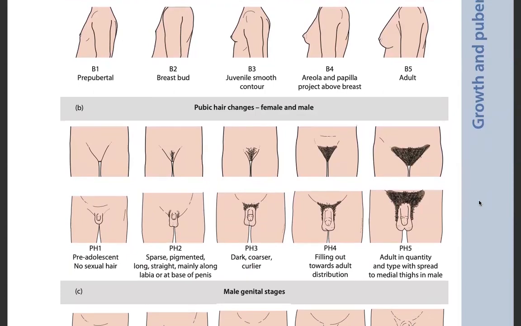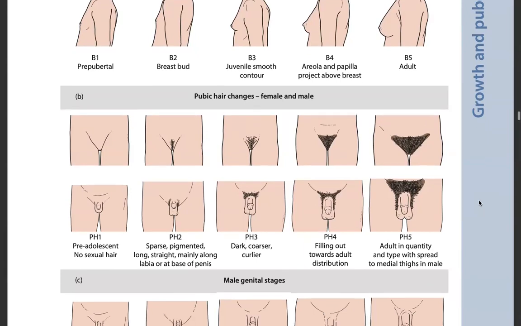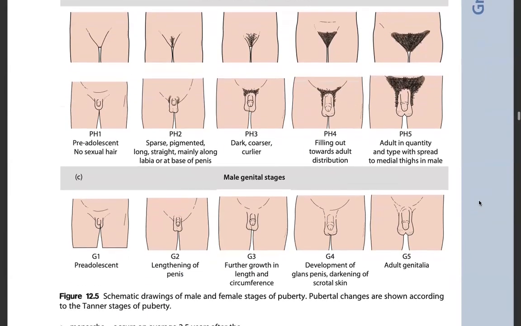P1, pre-adolescent, no sexual hair. P2, sparse, pigmented, long, straight, mainly along the labia or at the base of the penis. P3, darker and curlier. P4, filling outwards, adult distribution. P5, adult in quantity and type with spread to the medial thighs in males.